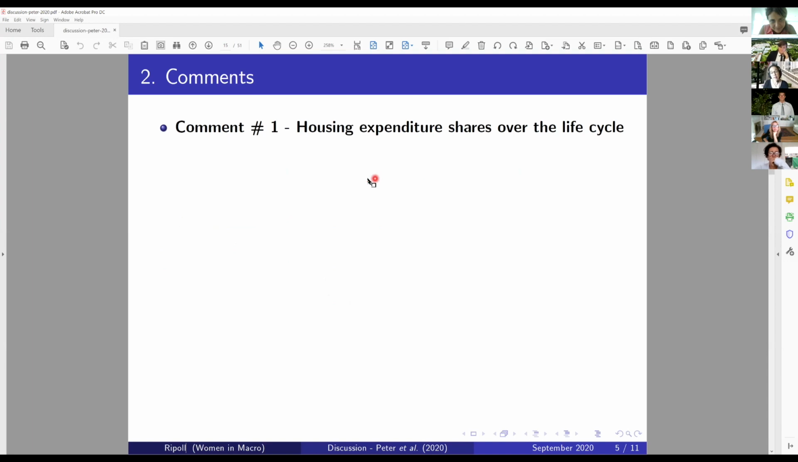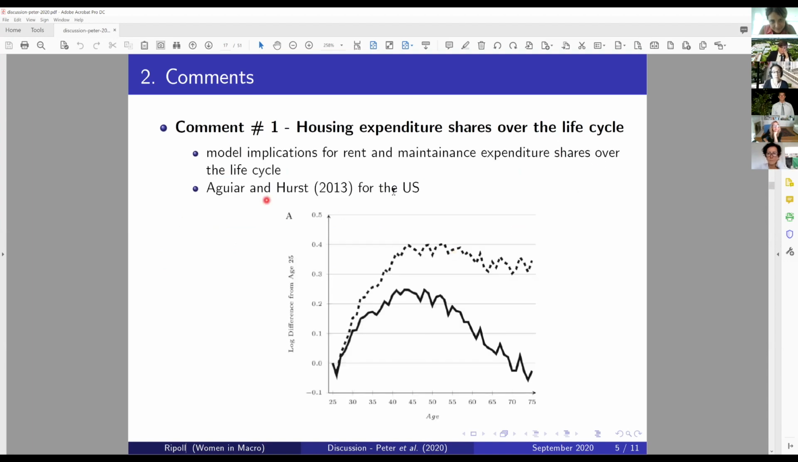The first one has to do with housing expenditure over the life cycle. When I look at US data, I don't have the data the authors have, but when I look at US data, I see that there is a hump shape in the consumption of non-durable goods, which is widely known. But once you put in housing expenditures, which is rent, either by renters or by imputing rent to owners, what you see is that the profile is actually quite flat.